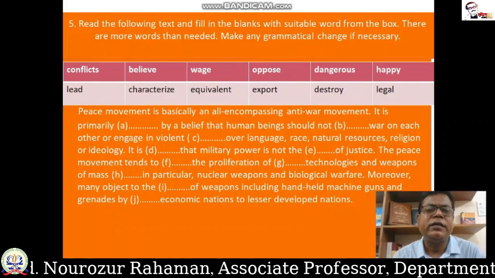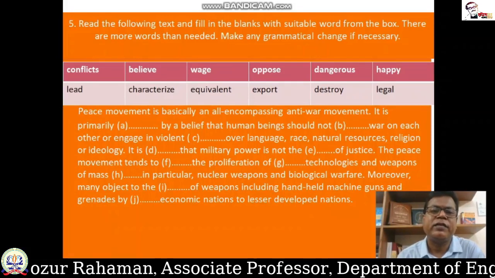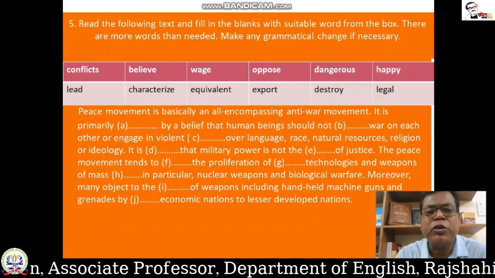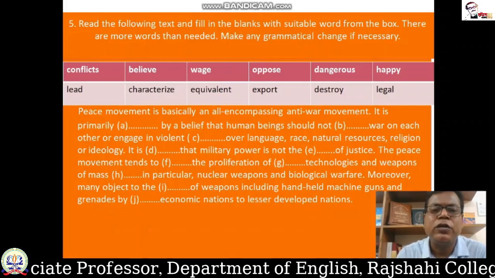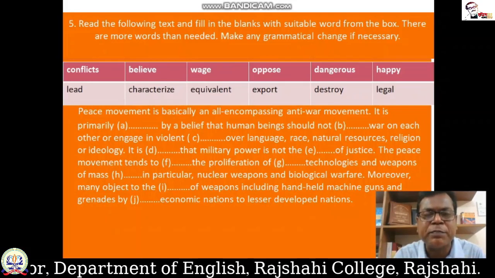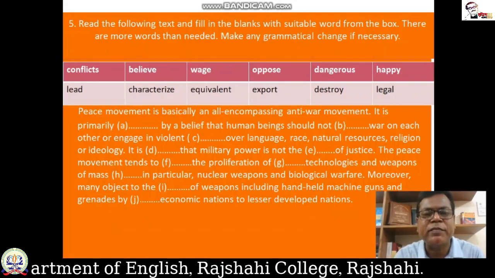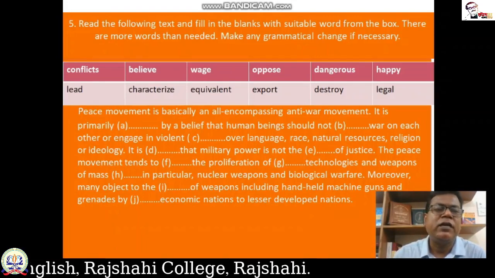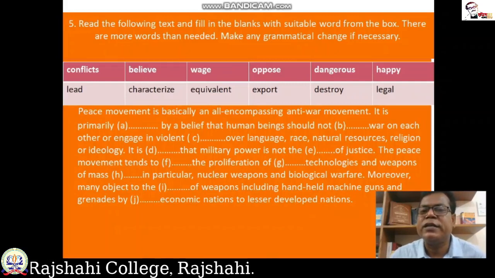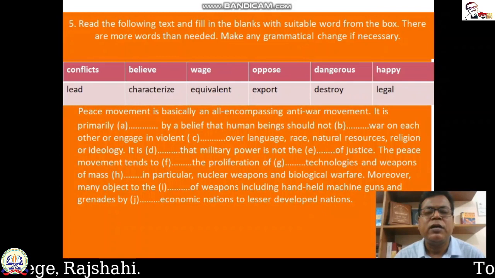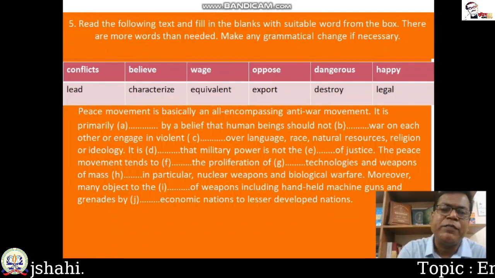It is primarily dash by belief. Here you find another preposition, the preposition by. So you need a verb here to make it a passive sentence. There are many verbs: believe, lead, characterize, destroy, legal, oppose, export. Belief, by belief. So you can't take the word believe.